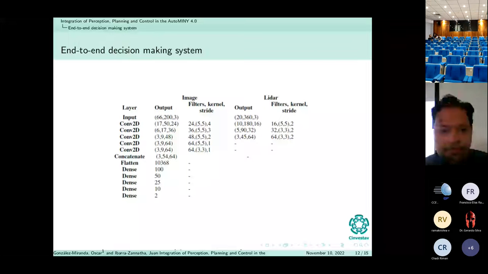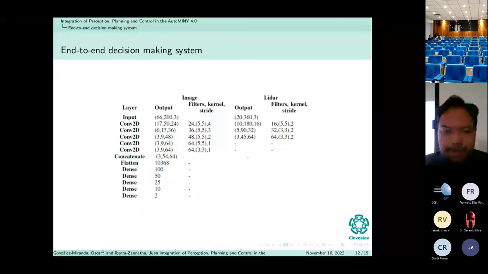We proposed a convolutional neural network to control the steering of the car, taking the image of the camera, and it gives us a steering angle of the car. It uses the image of the camera and the lidar's data, and our car can keep driving following the road lane, and it can do the passing maneuver.